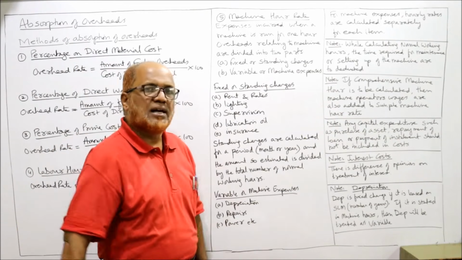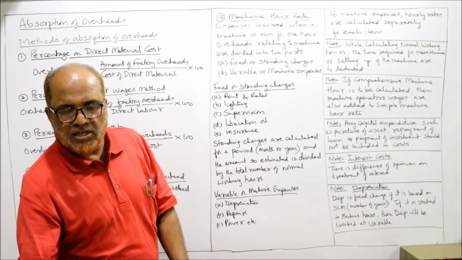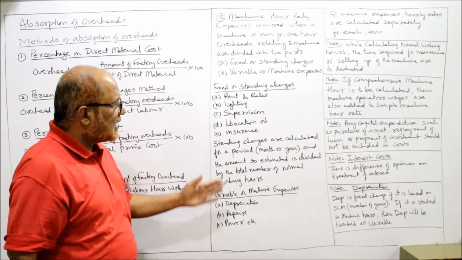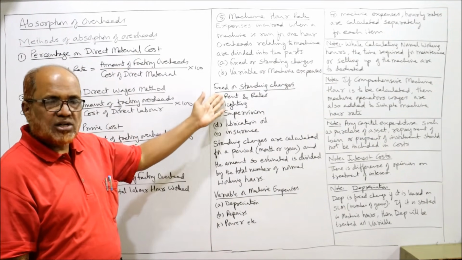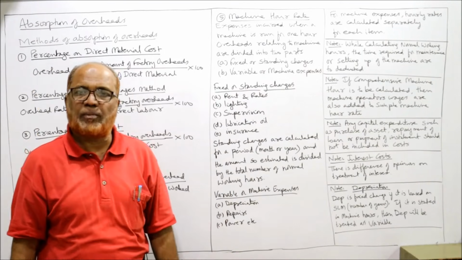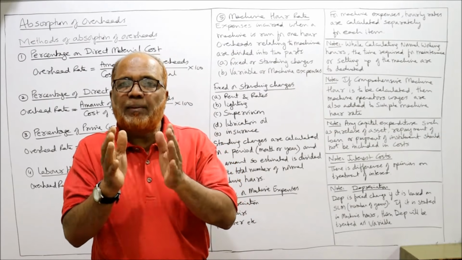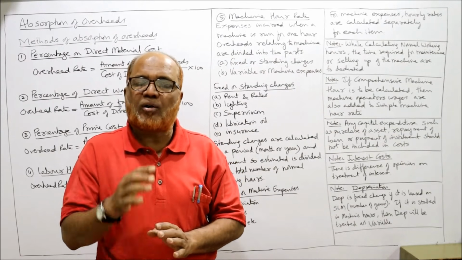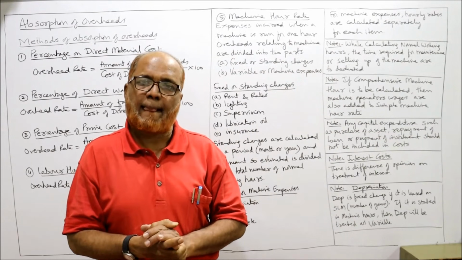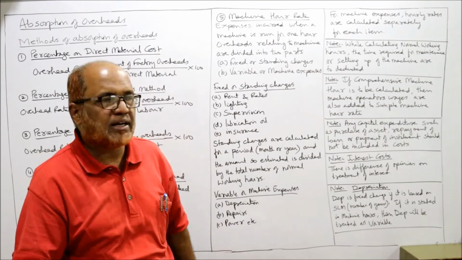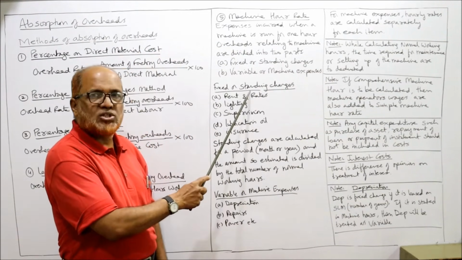Next, last one is depreciation. अब depreciation को कैसा लेंगे? How depreciation should be taken? Whether it should be taken under fixed or standing charges, or whether it should be taken under variable or machine. Again, there is difference of opinion. Opinion ये है, if the depreciation is calculated according to straight line method, fixed installment method, then depreciation should be taken under fixed or standing charges.